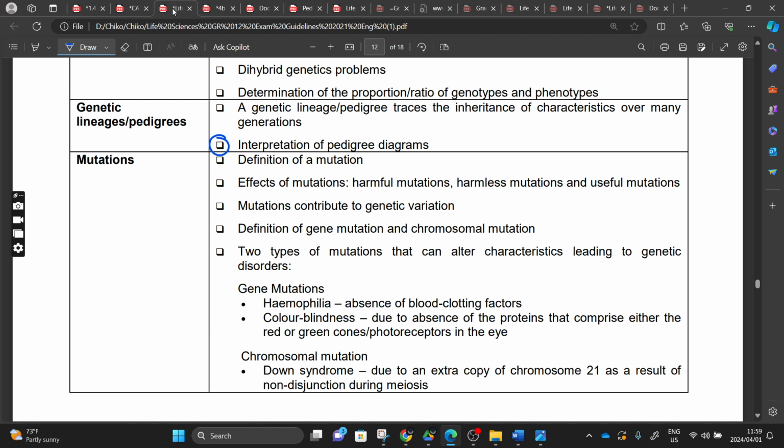So what is this pedigree diagram? They say the genetic lineage or pedigree traces the inheritance of characteristics over many generations. So this pedigree diagram is a diagram that we are using to trace the inheritance of a characteristic or a trait over many generations. So we'll have generation number 1, generation number 2, generation number 3, for example, up until generation number 4, depending on how many generations we can trace going back.